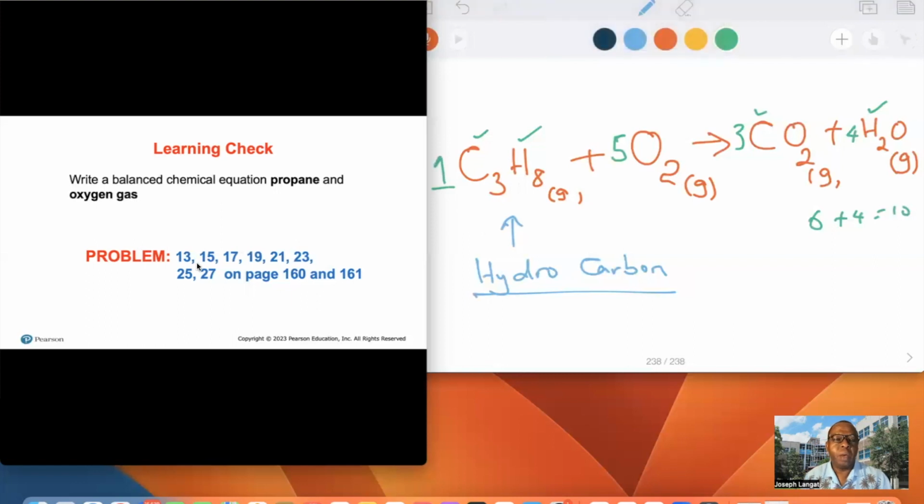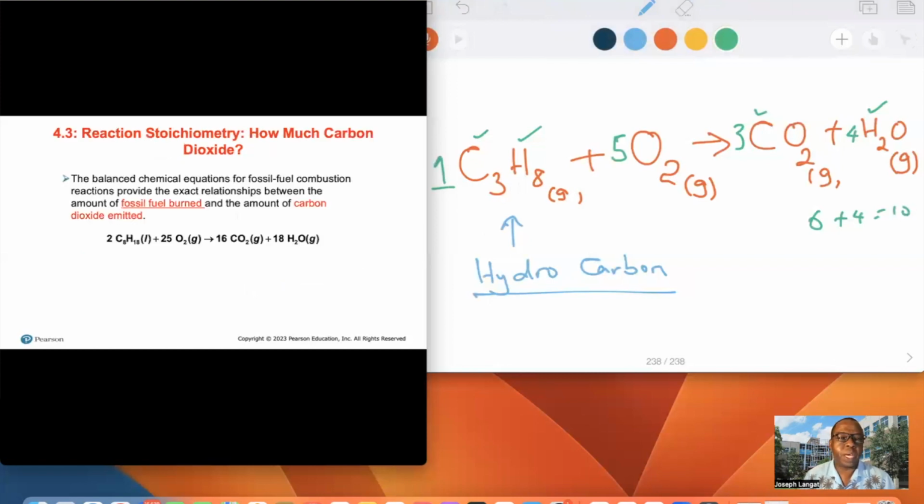Like I said, please practice with this end of chapter problem. If you look at this, they are all problems. There are answers at the back of the book. So please remember that. Let's see, back to our question.